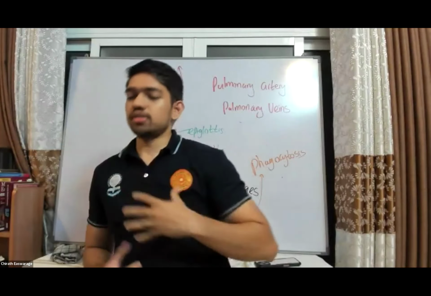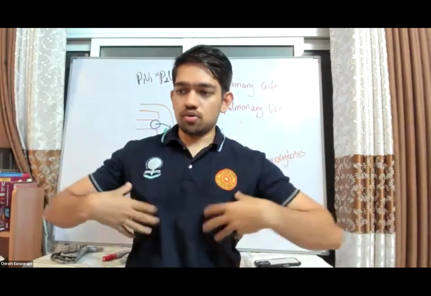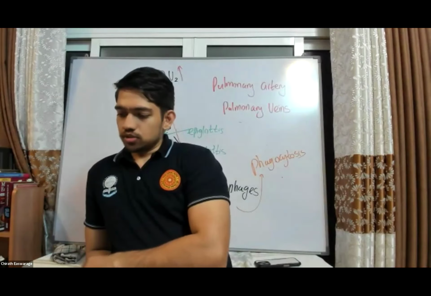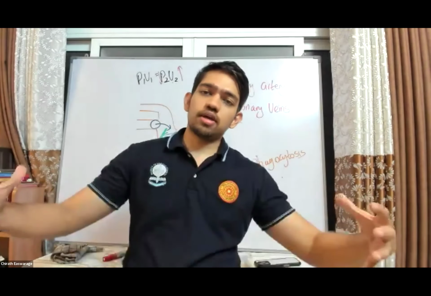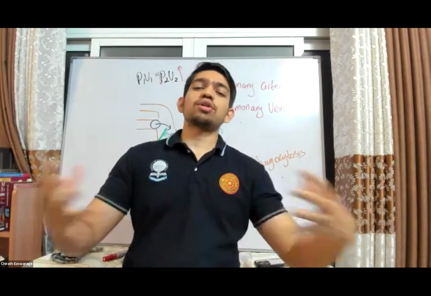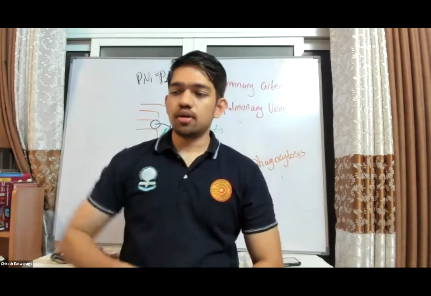Hence, as the volume of the thoracic cavity increases, what is the thoracic cavity? Your chest cavity, right? Your rib cage. Here you have a bone called the sternum, right? This whole outer layer is the thoracic cavity. Inside you have the lungs. So when the volume of the thoracic cavity increases, the lungs also increase in volume. Pressure in the lungs decreases compared to the atmospheric air.